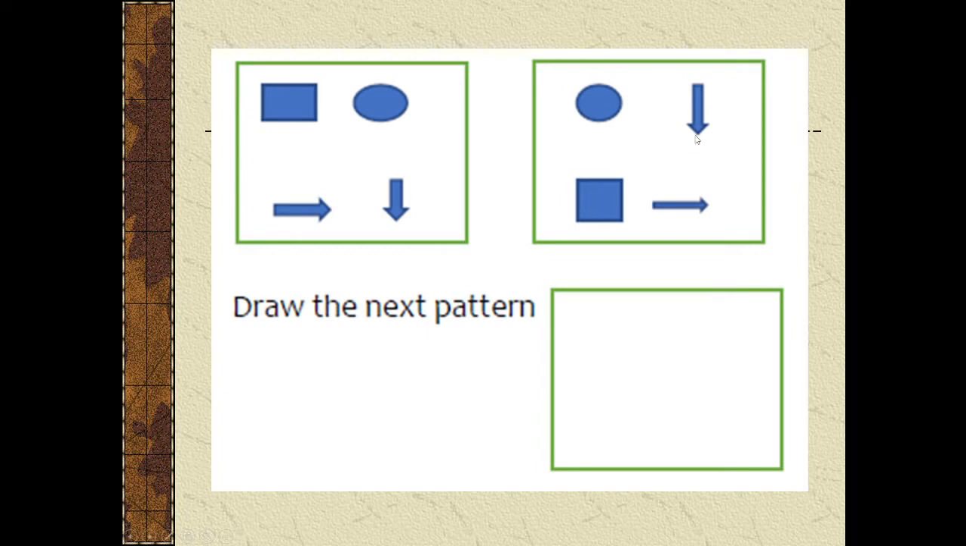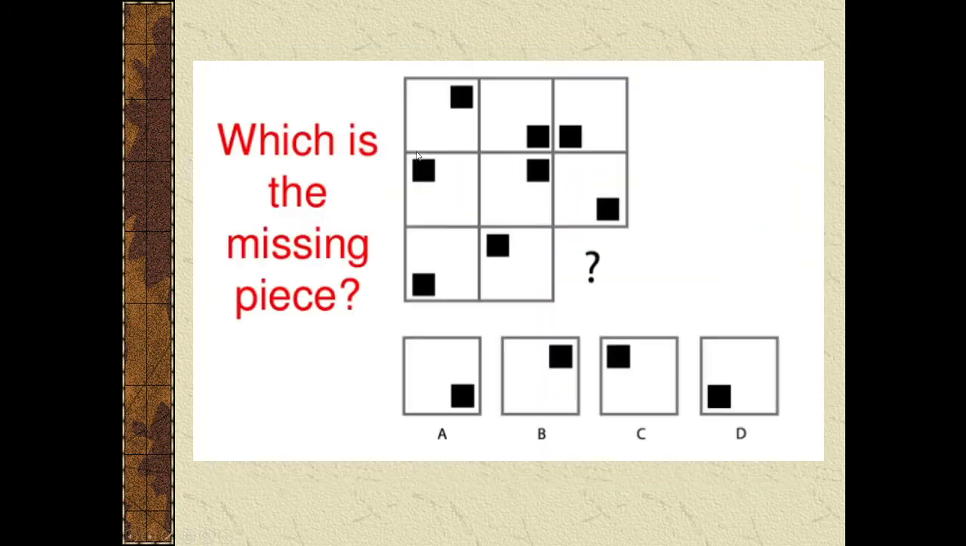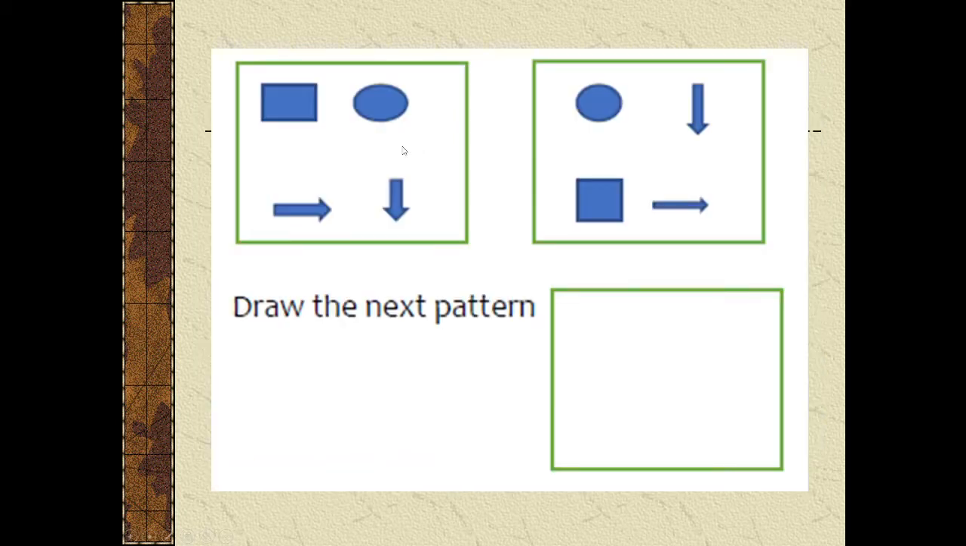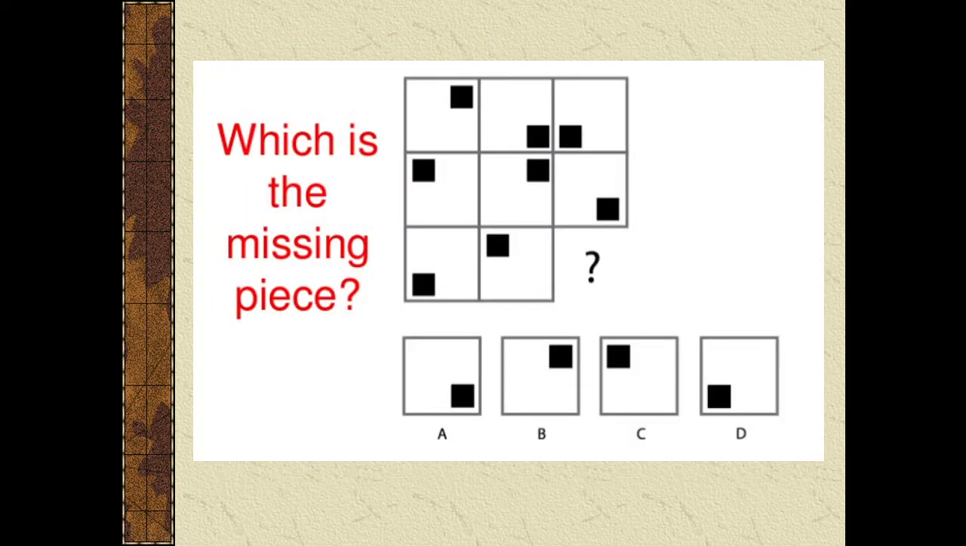This is simply rotation. Ni-rotate ra ang objects, di ba? Ni-rotate ra ang objects. Ang circle, nabutang na siya dinhi. So meaning, kining circle, mubutang na siya diri. Nag-rotate ra na siya. That's why our pattern for this, diri na ang circle, here, diri na ang square, diri na ang arrow to the right, and diri ang arrow down. Okay? Now, let's proceed. Which is the missing piece? Is it A, B, C, or D?